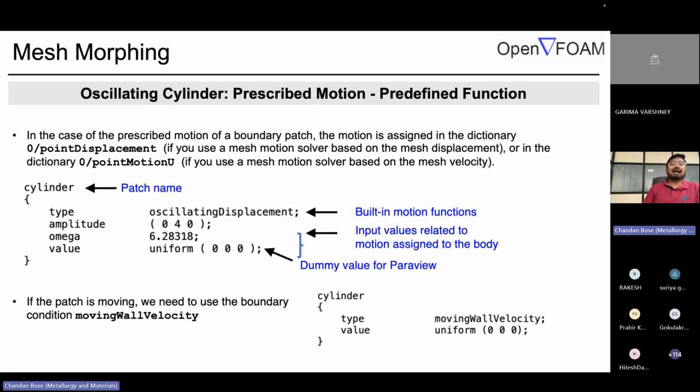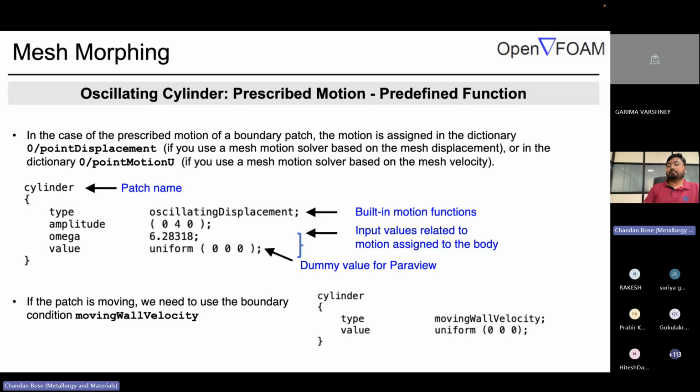All right. Now, coming to the predefined continuous function. So this type of function has, again, different options, but one type of option is oscillating displacement. These are inbuilt motion functions in OpenFOAM, where we give the amplitude and the rotational frequency omega. And then it understands that it is the amplitude, like A sine omega t. A is the amplitude, omega is the rotational frequency, and the body is moved accordingly.